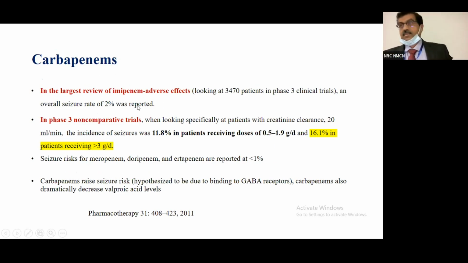In one of the largest reviews, with adverse effects noted in more than 3,000 patients, the overall seizure rate was 2%. Just see, if you are using it at a GFR of 20 ml per minute, the incidence of seizure goes up to 11.8%, about 12%. And if you are using more than 3 grams per day, which is the usual dose, with renal impairment, the incidence of seizure goes up to the tune of 16%. So always think, whenever using these antibiotics in patients with renal impairment, if next day on rounds your patient is looking more confused, is this really worsening sepsis, or is it the effect of the high dose of this drug? Because we all use these drugs day and night, in every ICU. So that becomes very important.